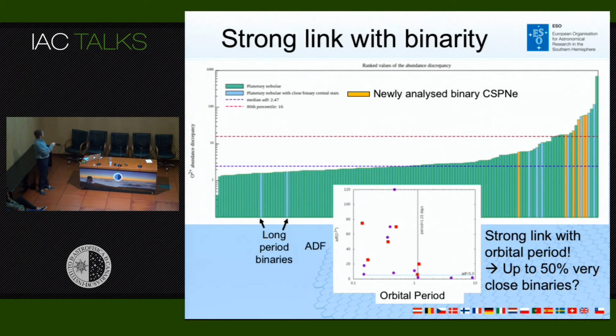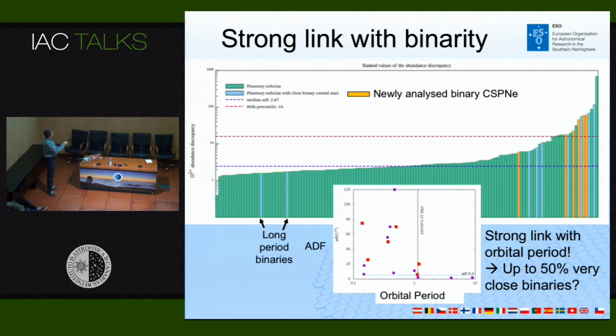What we could also show is this plot of the ADF as a function of orbital period. And you can see that it looks like there is a kind of critical period of about 1.2 days, above which, in fact, there is no more a strong ADF. The ADF is normal. And this indeed explains those two objects here, which are binaries, but with low ADFs, but they are long period ones. So what this clearly says is that these strong ADFs are correlated to the fact that you have a very close binary inside the planetary nebula, a binary with an orbital period which must be less than 1.2 days.